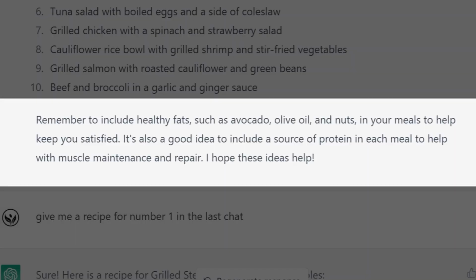And it gives me a little blurb that says, remember to include healthy fats such as avocado, olive oil, and coconut oil in your meals to help keep you satisfied. It's also a good idea to include a source of protein in each meal to help muscle maintenance and repair. I hope these ideas help. Actually, it's quite friendly. I love that. Although it gave 10 really amazing ideas, what if I want to have more variety? So I'm going to just ask it to suggest 10 more.